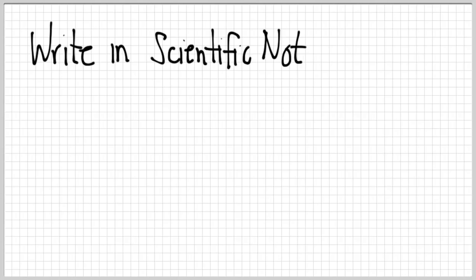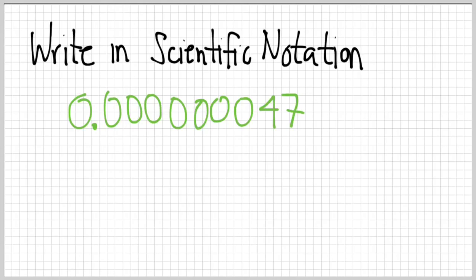Okay, another example. Write the following in scientific notation. The number is 0.0000000477601. A very small number this time. Much smaller than 1, close to 0.